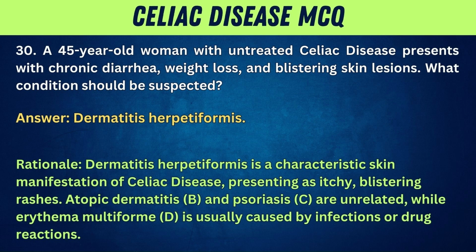Atopic dermatitis, B, and psoriasis, C, are unrelated, while erythema multiforme, D, is usually caused by infections or drug reactions.